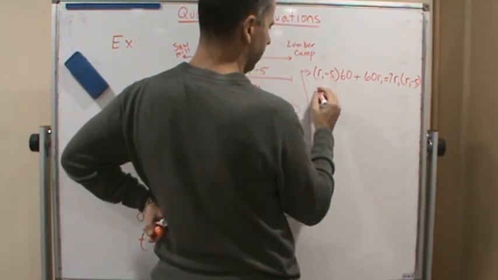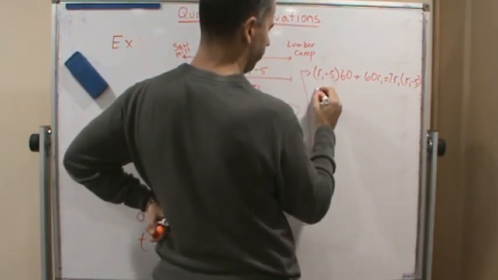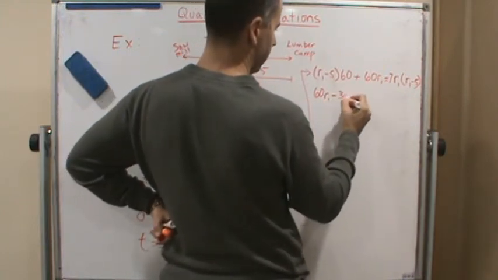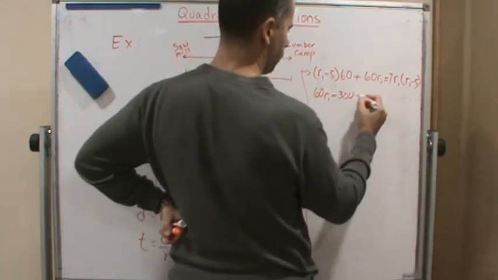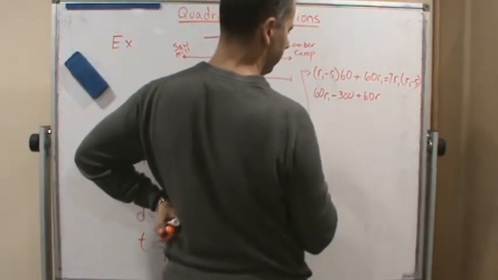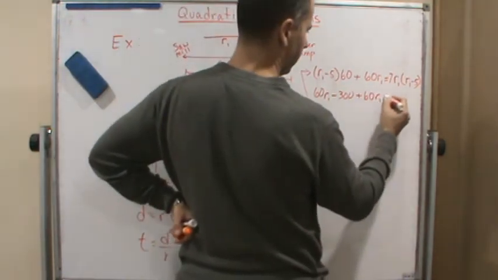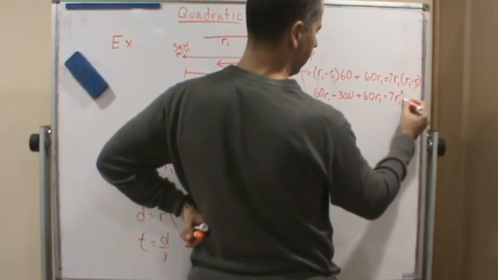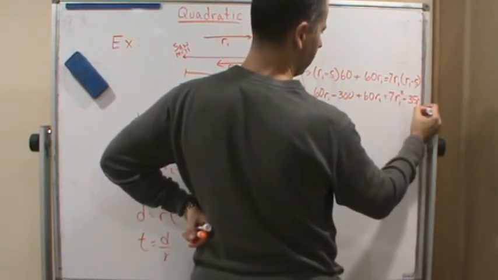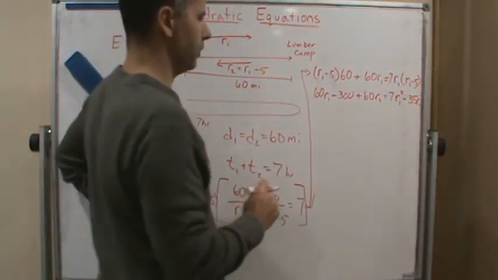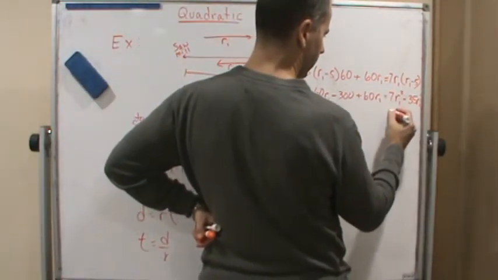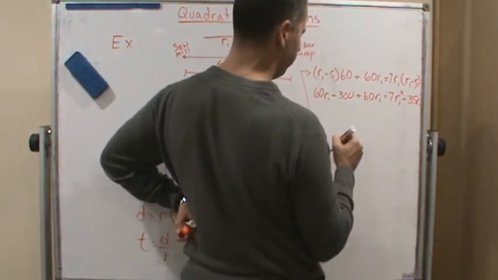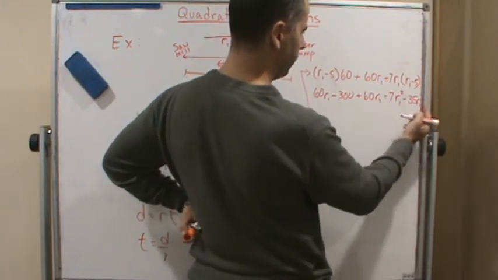I'm going to get 60R1 minus 300 plus 60R1, which equals 7 times R1 squared minus 35R1. And so now I'm going to move these over. It doesn't matter. I'm going to move these over.